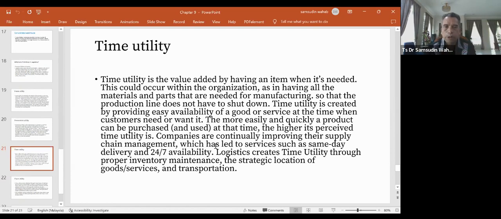So time utility, bermakna bila barang itu diperlukan pada masa itu, so barang itu sudah ready. Tidak perlu menunggu masa yang lama. So, the more easily and quickly a product can be purchased at the time, the higher its perceived time utility. Companies are continually improving their supply chain management, which has led to services such as same-day delivery and 24/7. I mean, bila barang itu diperlukan, barang itu sudah ready. Tidak perlu menunggu.